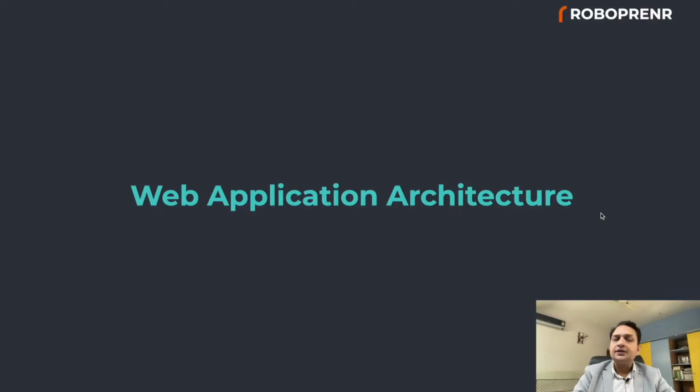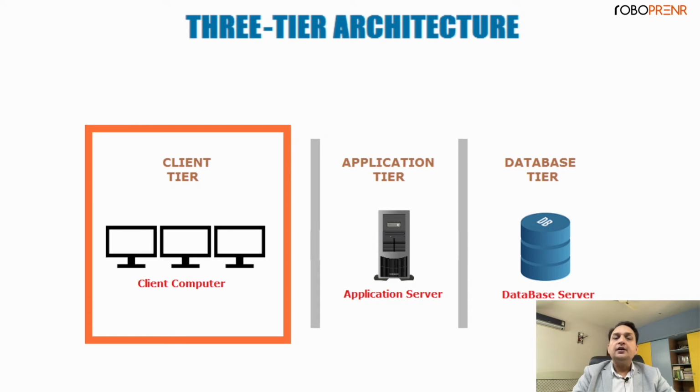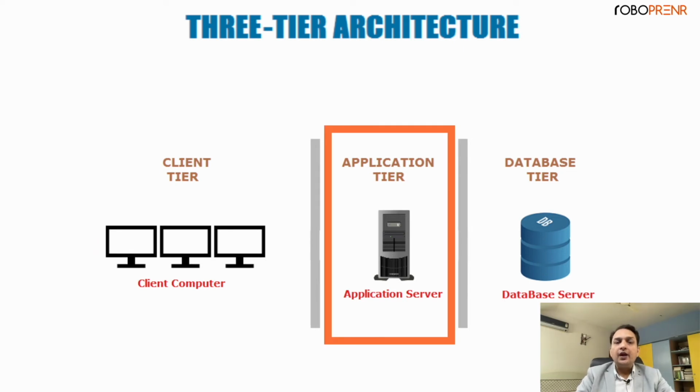Now let's discuss web application architecture. A web application in its simplest form follows a 3-tier architecture: client tier, application tier and database tier. Client tier represents the user's devices through which he is accessing the web application. It can be the computer, phone or tablet through which the user is sending the request to the server to access the web application. Application tier is where all the business logic, access mechanism and control of the website resides.